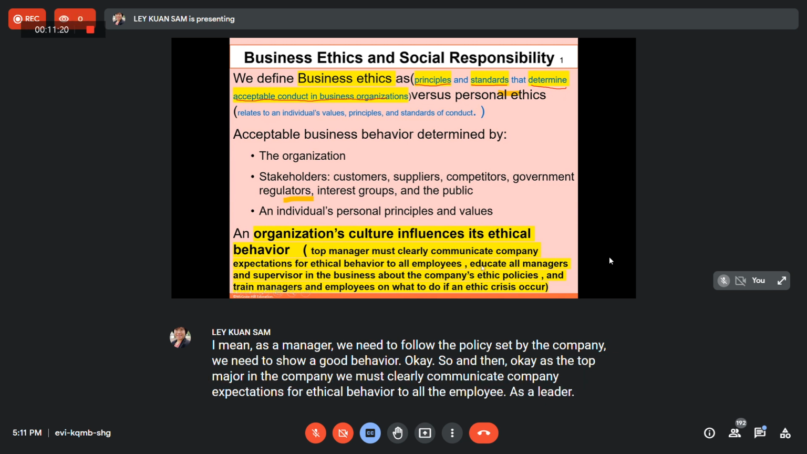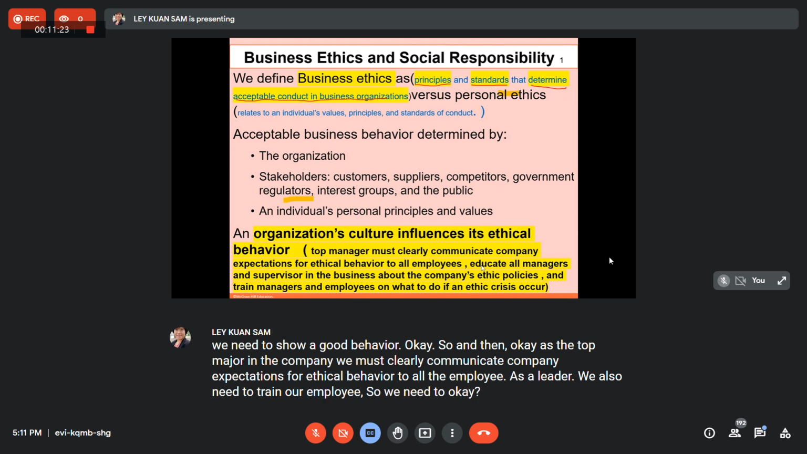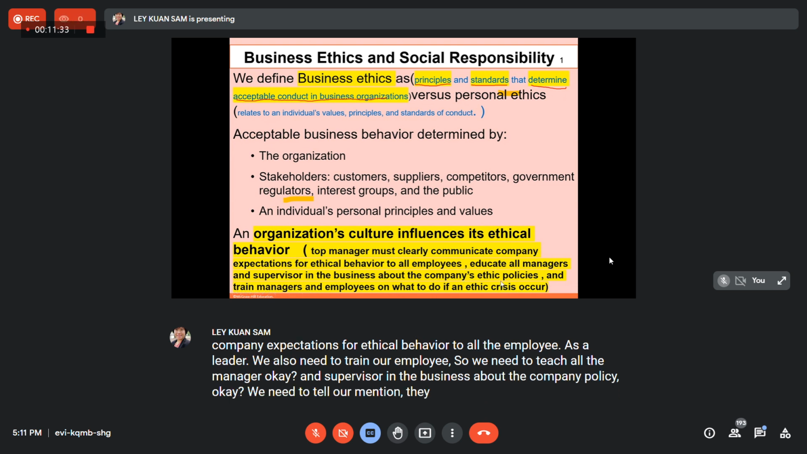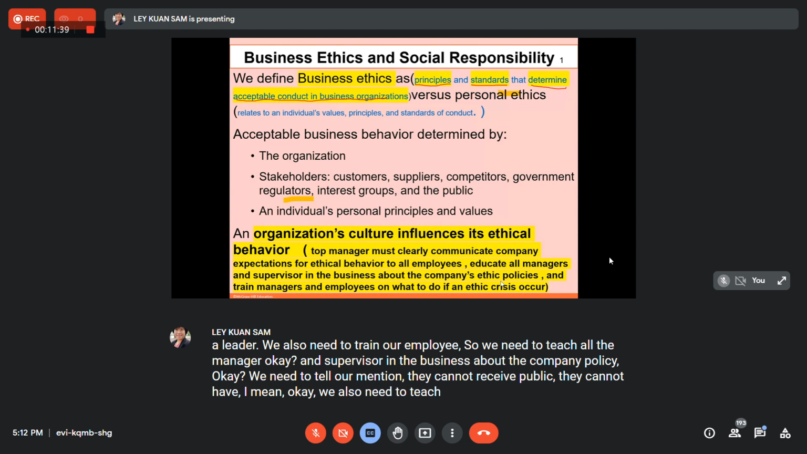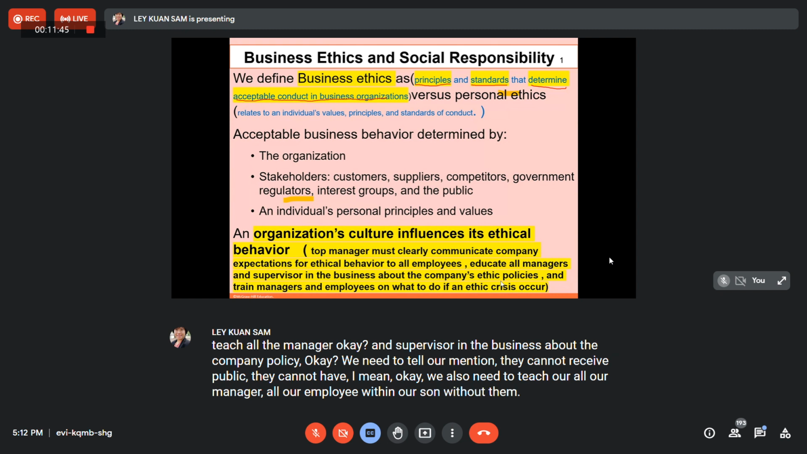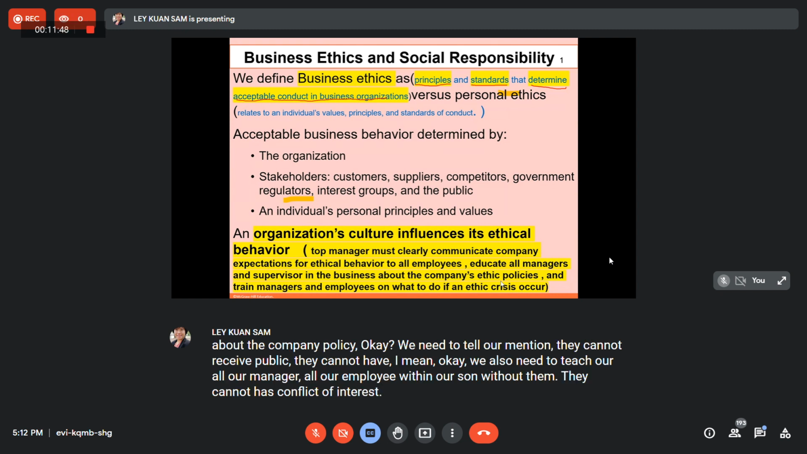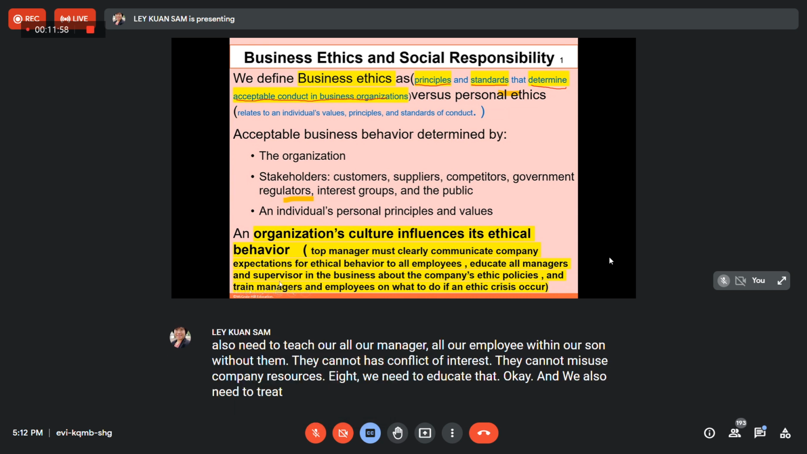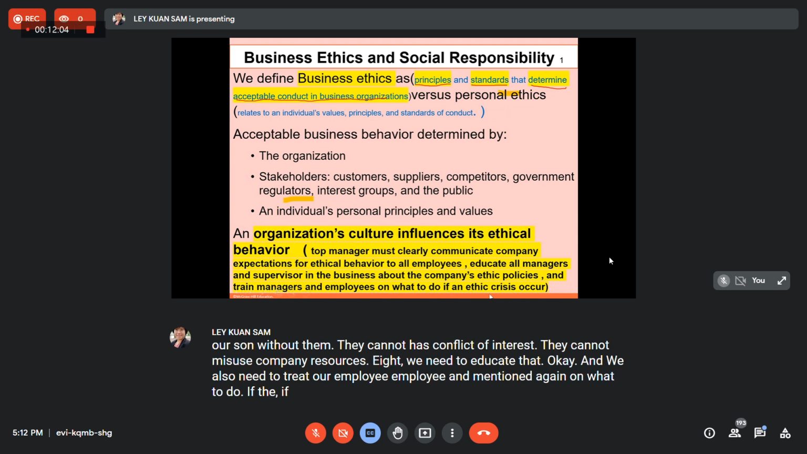As a leader, we also need to train our employees. We need to teach all the managers and supervisors in the business about the company ethics policy. We need to tell our managers they cannot receive bribery. We also need to teach all our employees within our firm that they cannot have a conflict of interest. They cannot misuse company resources. We need to educate them on that. And we also need to train our employees and managers on what to do if an ethics crisis occurs.